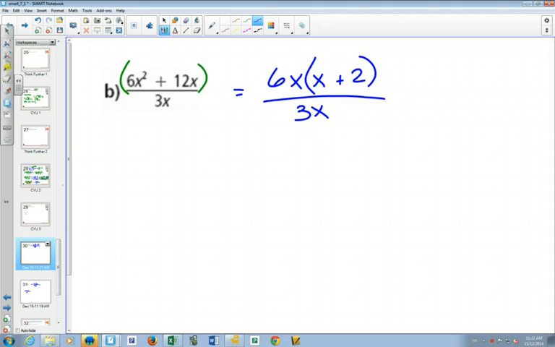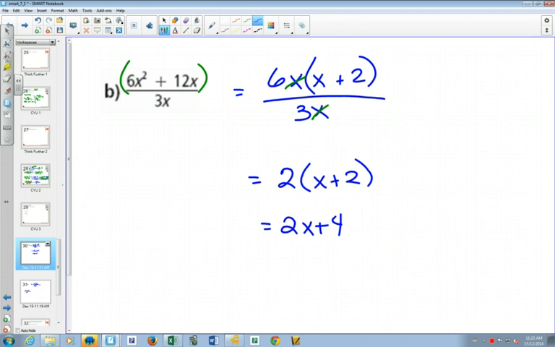Now the x's can cancel because you've set it up as multiplication. And 6 divided by 3 is 2. So you would be left with 2 times x plus 2, which is the same as 2x plus 4. Okay? We're going to use the factoring strategy as our main strategy over and over again.